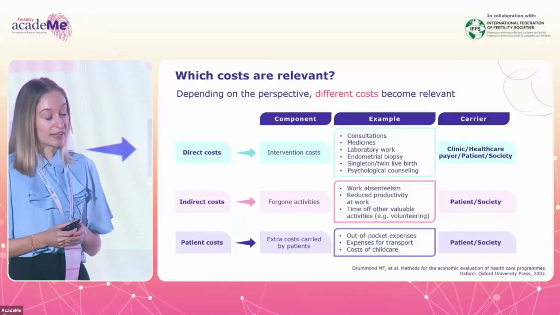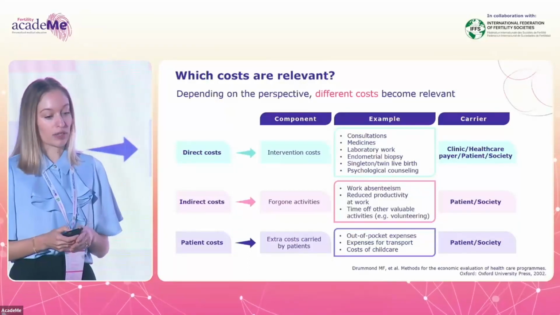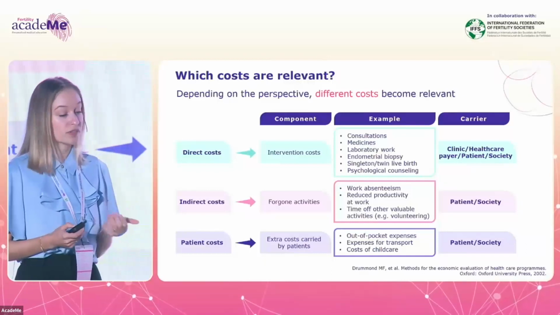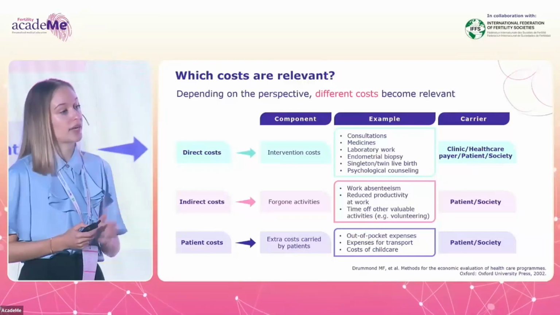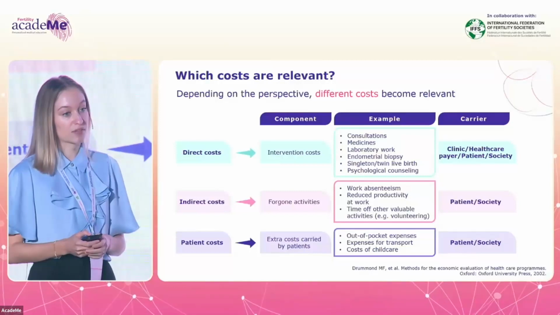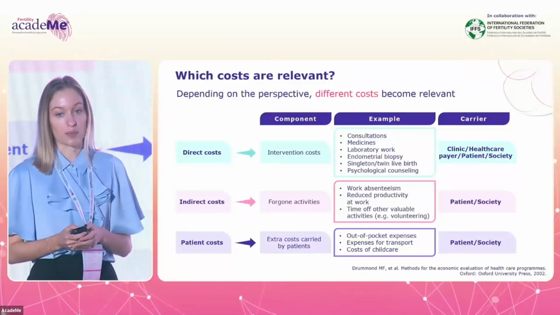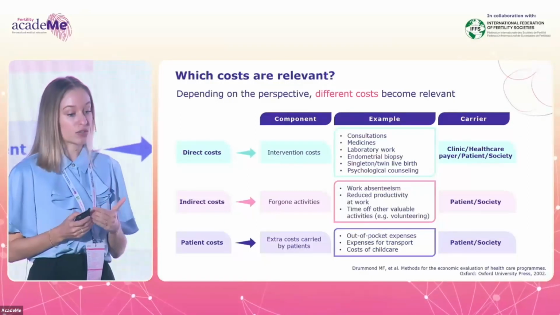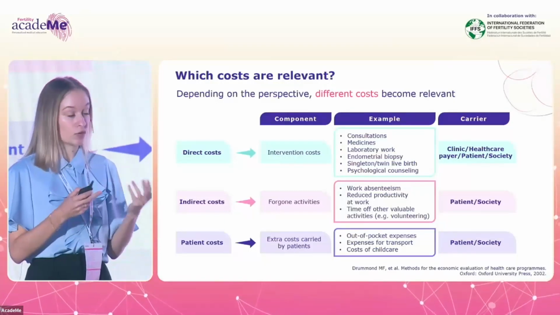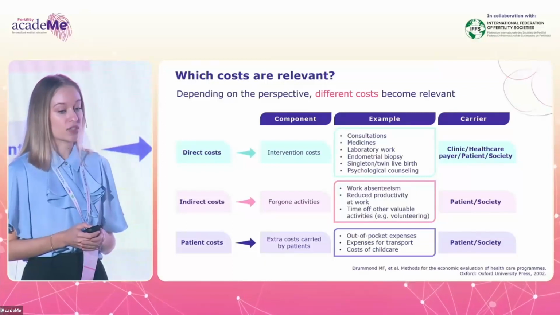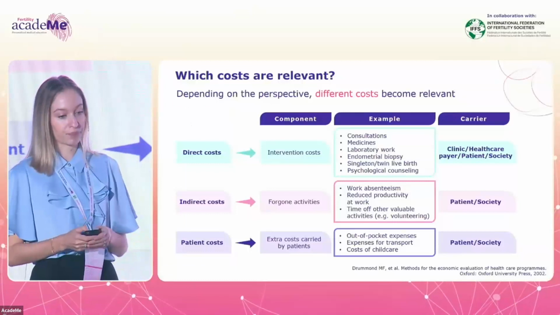Then we have the indirect cost. These are foregone activities, so for example, expressed as work absenteeism or reduced productivity at work, and these should be included in a patient and a societal perspective. And then we have patient costs, so these are extra costs carried by patients, for example, costs related to making the transport, so traveling to the hospital each time, and these should be included in patient and societal perspective.